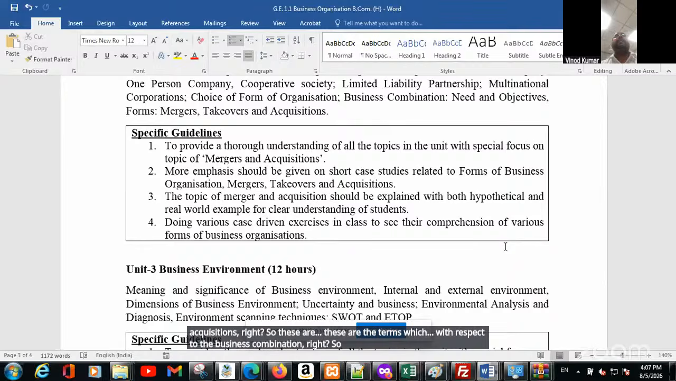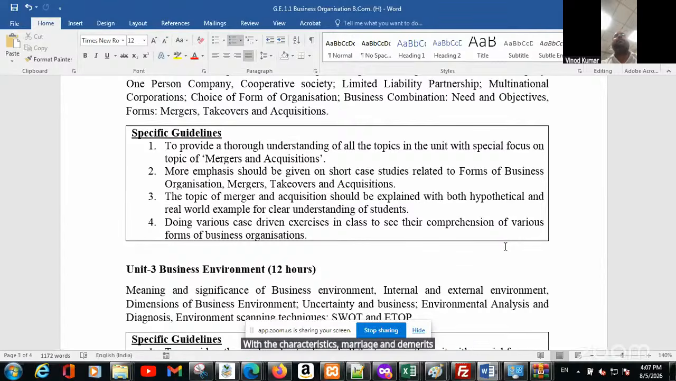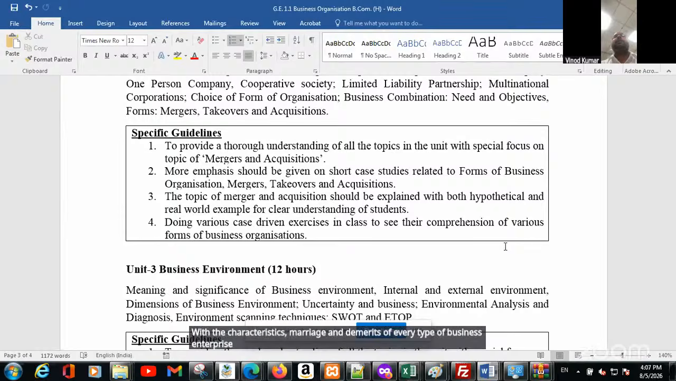So we also say it is business restructuring. So this is unit 2, with the characteristics, merits, and demerits of every type of business enterprise currently existing in the business setting of a country.